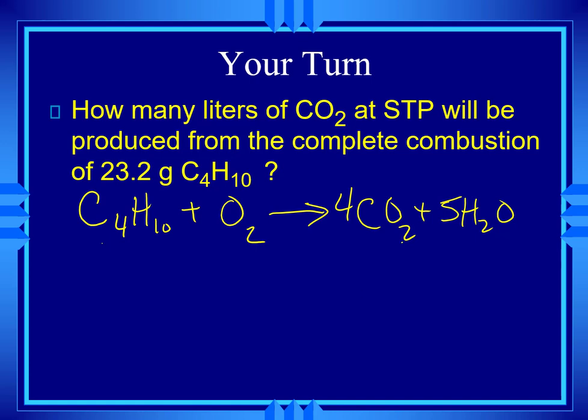Reactant side, I can't get 13 oxygens because it's odd. So I need a 2 in front of C4H10. Because that gives me 8 carbons, so I put an 8 in front of CO2. Gives me 20 hydrogens, so I put a 10 in front of H2O. And that gives me 16 and 10, 26, 13 O2s.